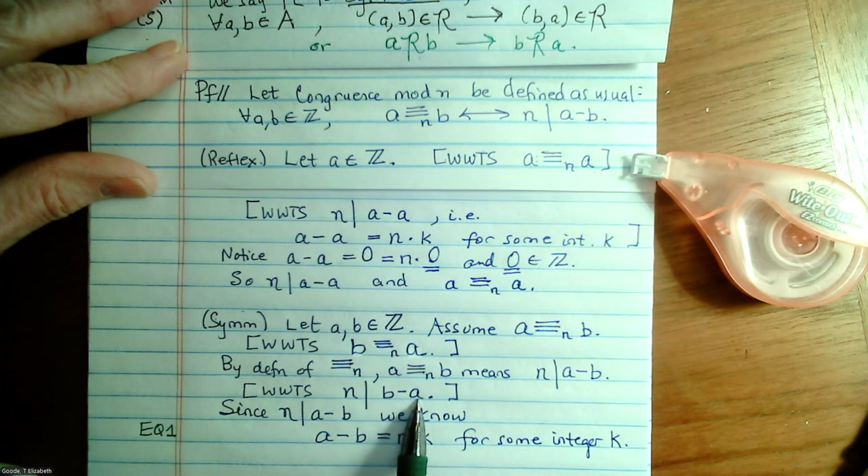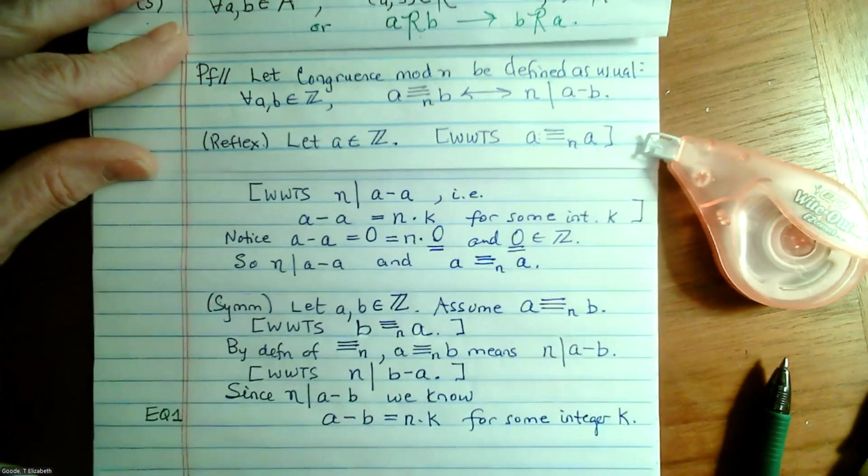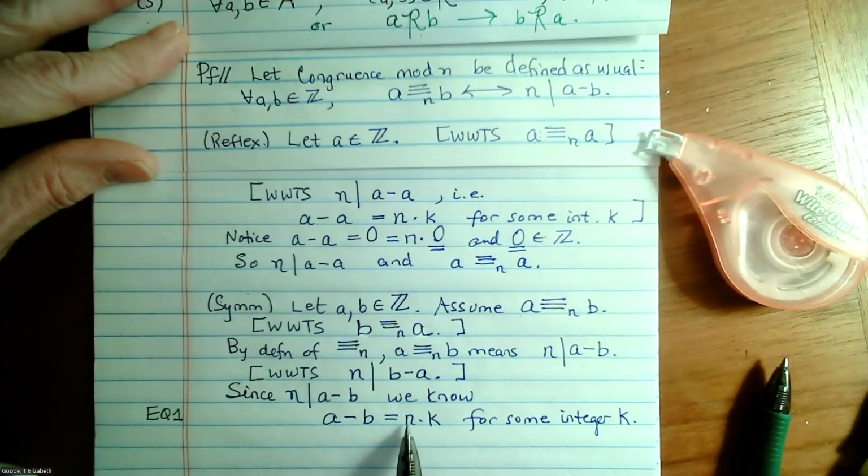But what could we do to this equation so that we could see a B minus A instead of an A minus B? We want to look at a B minus A. What could we do to both sides of this equation so that we could see a B minus A? Subtract both sides by A. If we subtract an A from both sides, we're going to have negative B equals n times k minus A.